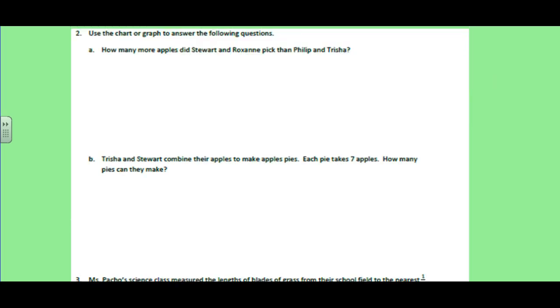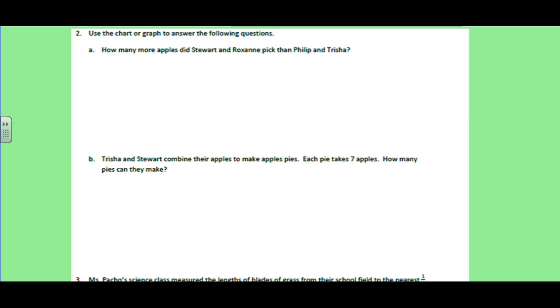Okay, number 2 says use the chart or graph to answer the following questions. So we're going to be flipping back and forth from this page to the front page so we can answer the questions based on the picture graph or on the chart. So part A says, how many more apples did Stuart and Roxanne pick than Philip and Trisha? So we're going to have to go back and see how many Stuart and Roxanne had together, and see how many Philip and Trisha had together.